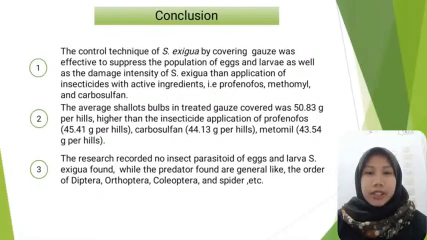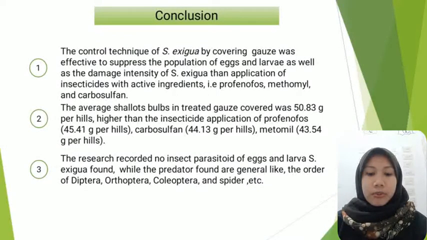In the conclusion, divided into three numbers. Number 1. The control technique of Spodoptera exigua by covering with gauze was effective to suppress the population of egg and larvae as well as the damage intensity of Spodoptera exigua than application of insecticide with active ingredients that are profenofos, metomil, and carbosulfan. Number 2.